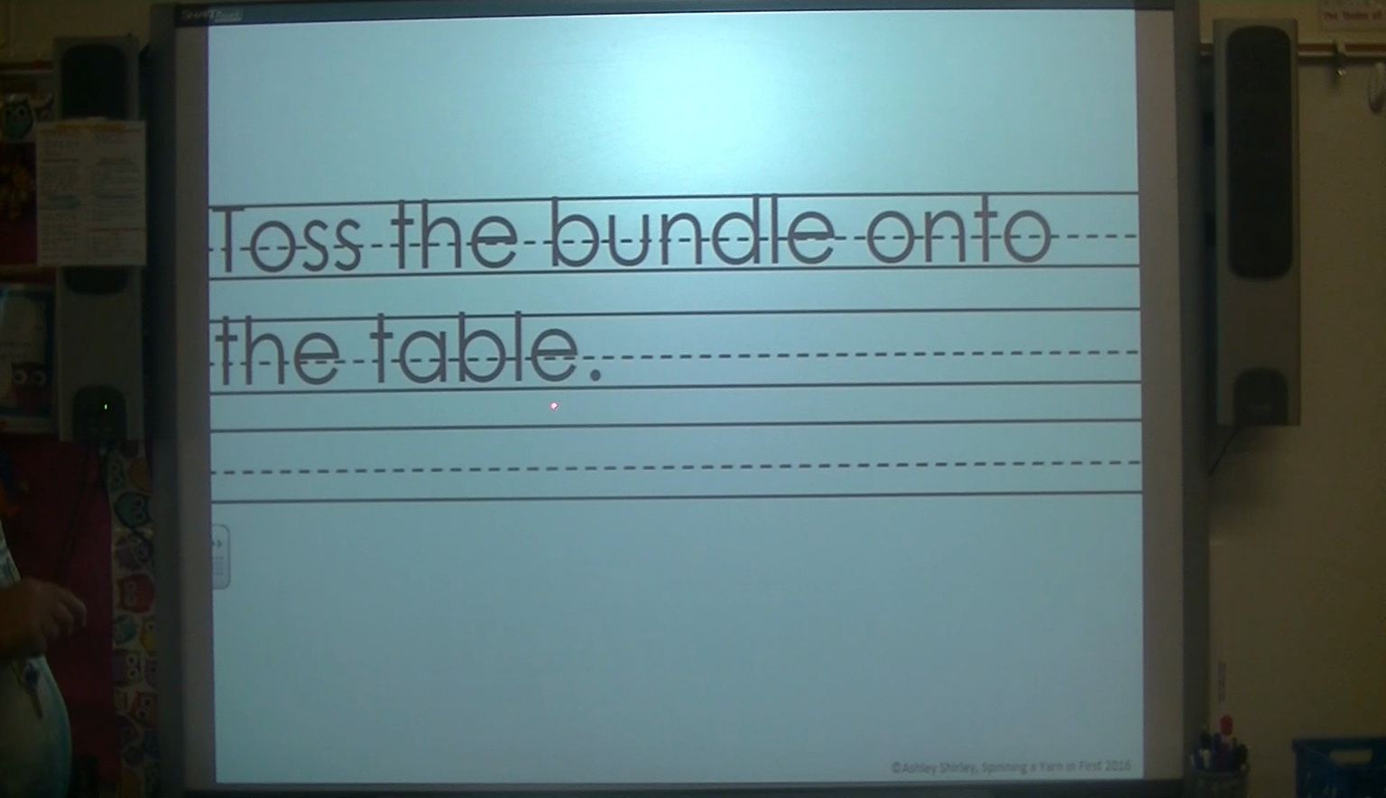All right, we have final stable syllables in bundle and table. All right, check your work. When you're ready, you may turn your paper over and pencils are down.